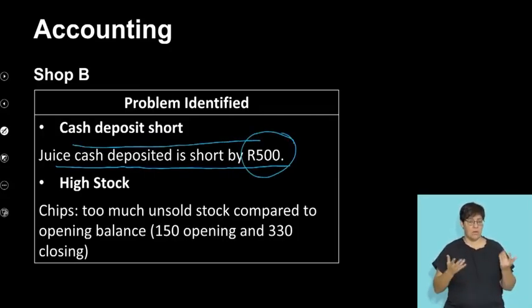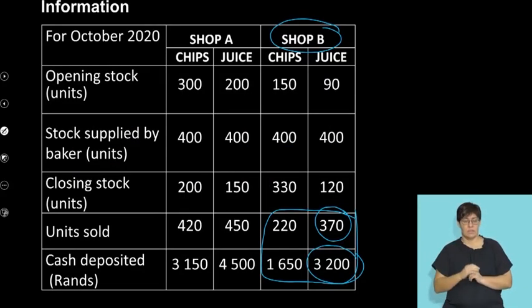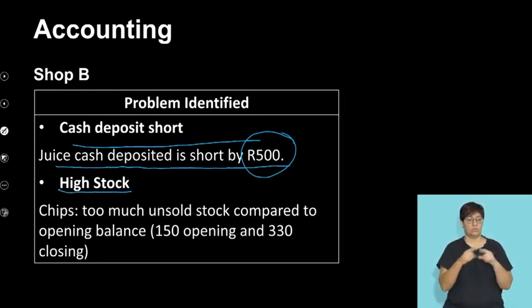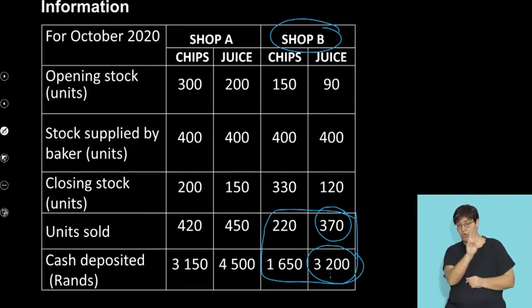How did we get that? 3,700 minus the 3,200, which was the actual amount deposited. There we go. This will tell you that you are short of the 500 Rand. Okay. With regards to the high stock, in terms of the chips, let's look at the information again.